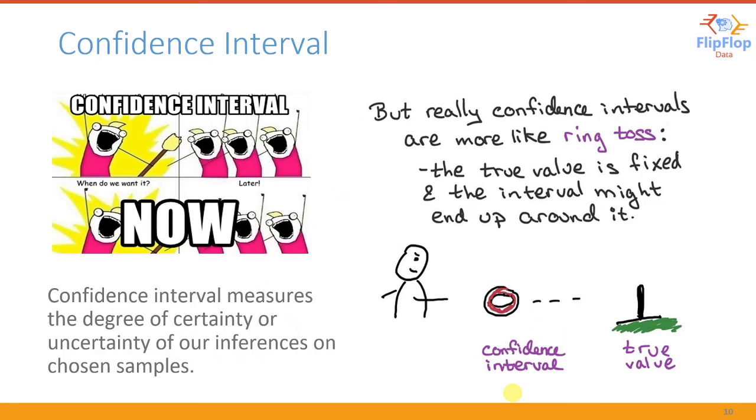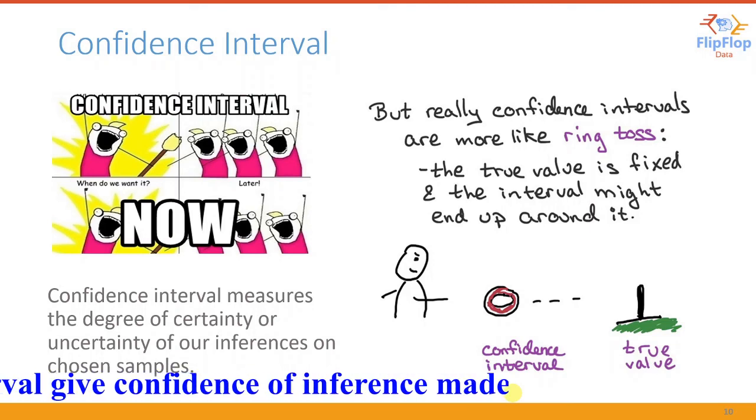One important point to consider here is the smaller the p-value, the more significant your results are, and vice versa. So now lastly we will discuss confidence interval and the relation between confidence interval and testing of hypothesis. How do we measure confidence interval? Confidence interval measures the degree of certainty or uncertainty of our inferences on the chosen samples.